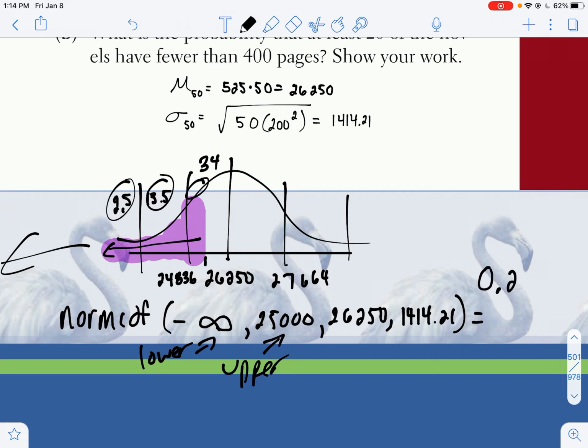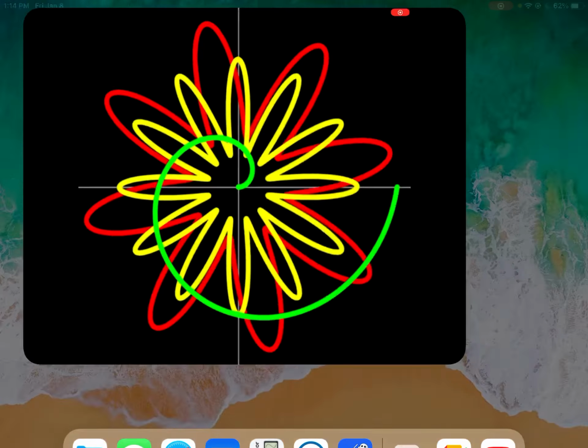about 0.265. I'm going to double check that too. It's always a good idea to double check that when possible, because I did this in class. I'm going back in my calculator here, and I'll show you using the graphing calculator here.